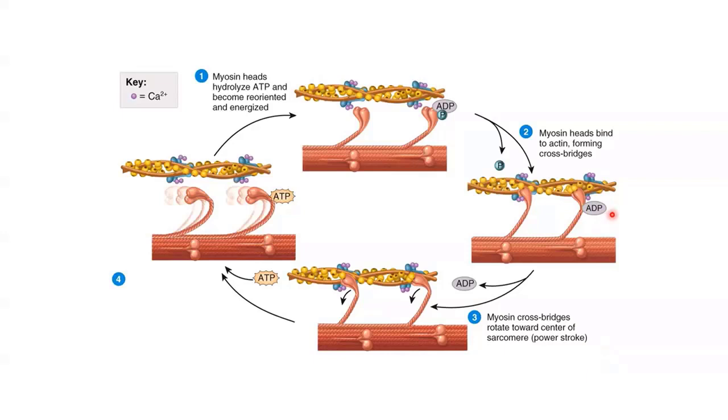Now, the power stroke is fueled by the release of ADP, or adenosine diphosphate, which is formed when we break down our ATP.